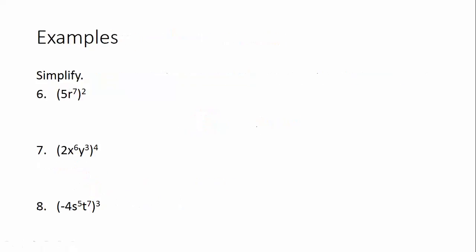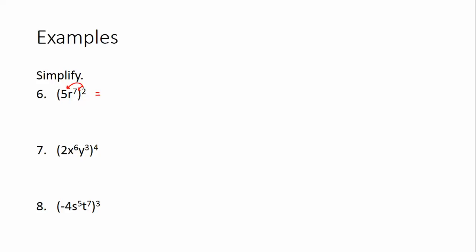Let's look at some more examples. I get pretty complicated right off the bat, so that I think that by doing it this way you can see a little bit better how it really works. So in the parentheses we have 5r to the 7th. I can't simplify anything in there. That's just 5r to the 7th. But now I'm squaring all of it. So remember, that means you're squaring the 5 and you're squaring r to the 7th.